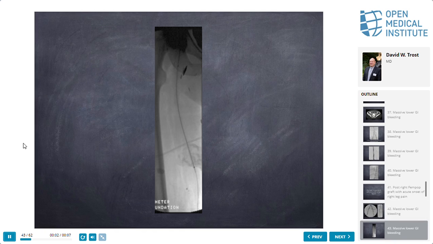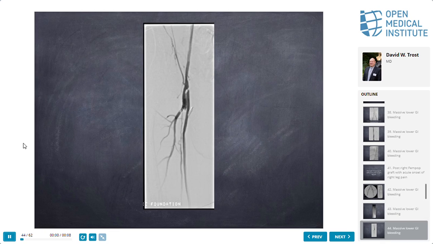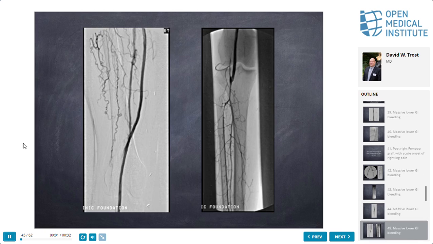So we go in, we find that graft, get in the graft, infuse it with lytics, and by the next day, it usually is now open, and there's the graft hood. And then you have to look for why it stenosed. There's the distal graft and the anastomosis. Sometimes they clot for no apparent reason.